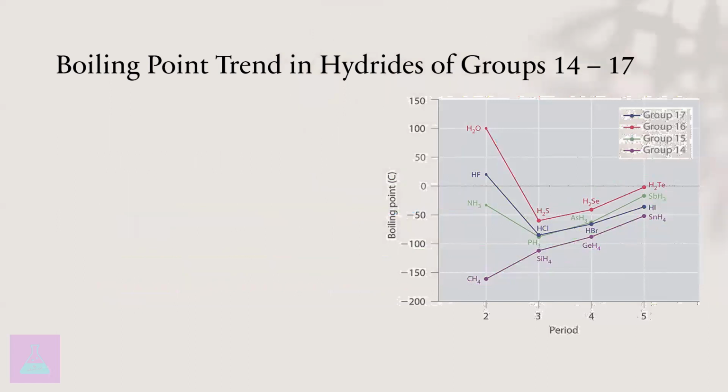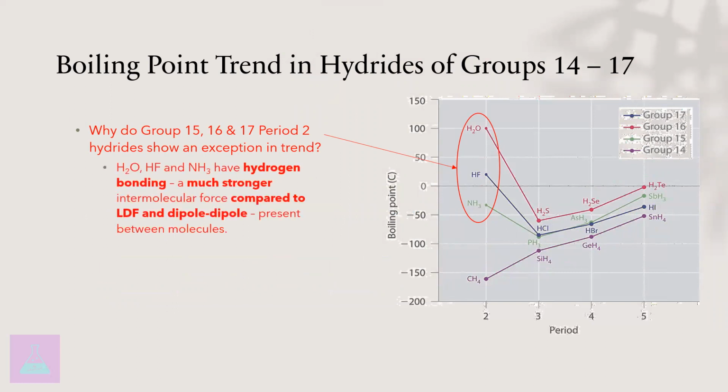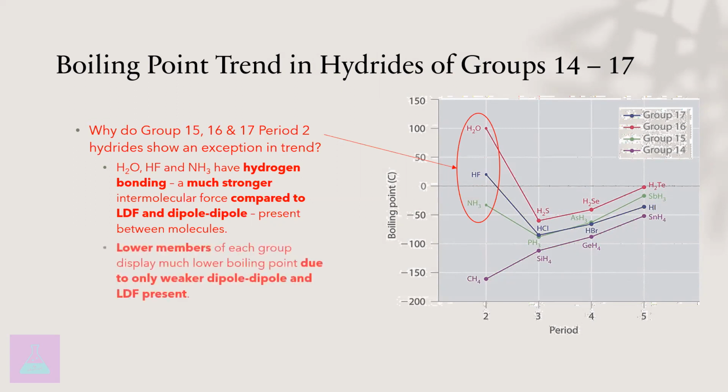Okay, so the first question, why do group 15, 16, and 17 period 2 hydrides show an exception in the trend? If you look at these three molecules, you should be very familiar with them by now. That is because all of them have hydrogen bonds, which are much stronger than intermolecular forces such as London dispersion forces and dipole-dipole forces. As a result, because of the hydrogen bonds that are present, there will be a higher boiling point experienced by these molecules.